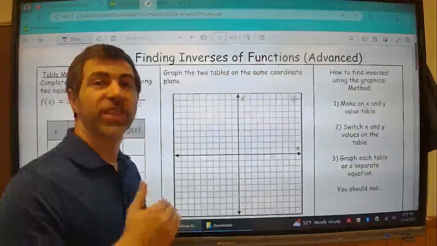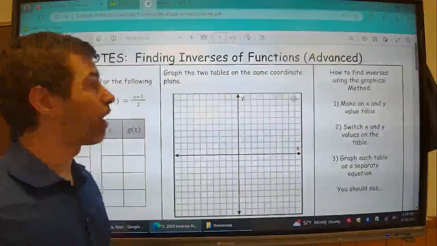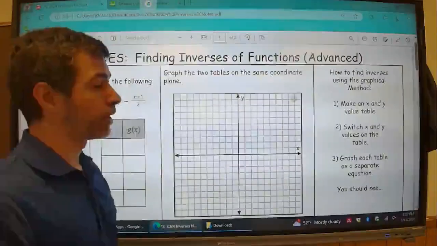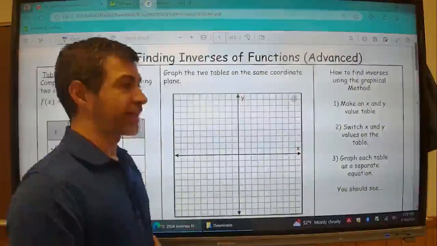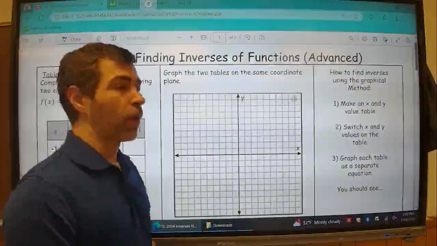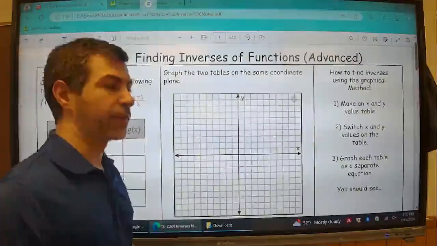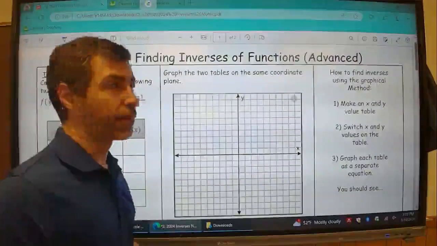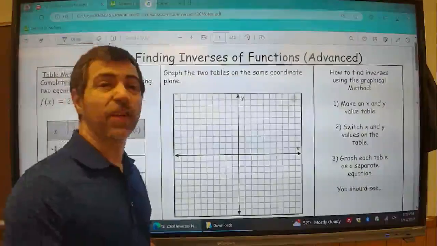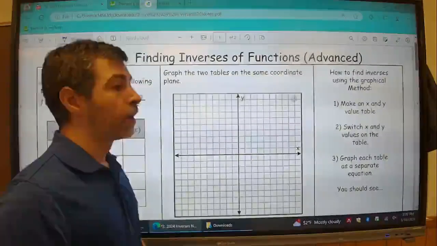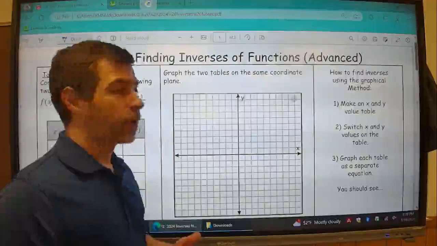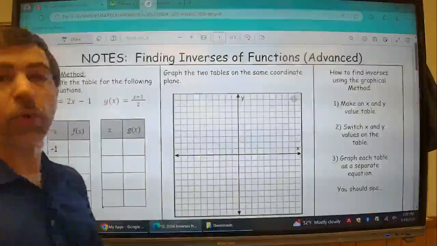But we don't have just inverse operations. We can also have inverse functions. An inverse function is basically just the opposite function. It'll undo whatever I have done. It will have all of the inverse operations and in the inverse order as well. We can use them, we can graph them, we can see how they work in a table.